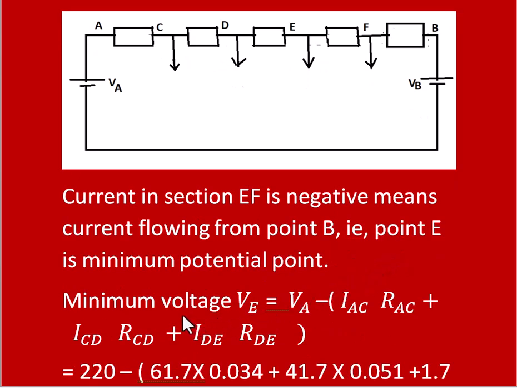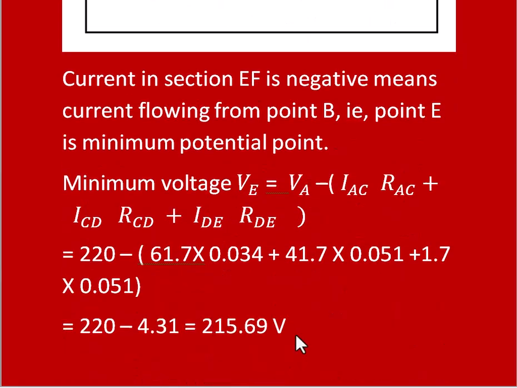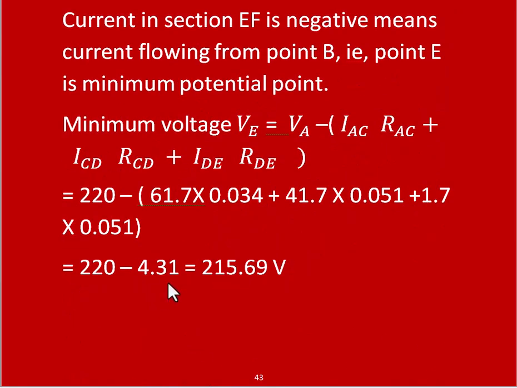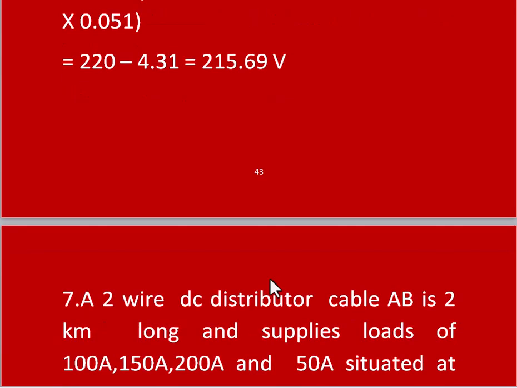So now we can calculate what is the minimum voltage VE using this circuit. So to get this voltage, subtract the voltage drop from here to here from VA. That is what we have written here. VE is equal to VA minus IAC or RAC plus ICD or CD plus IDE or DE. Substitute all the values. Then we get 220 minus 4.31. So that is nothing but 215.69 volts.